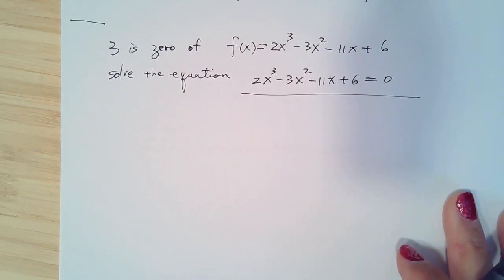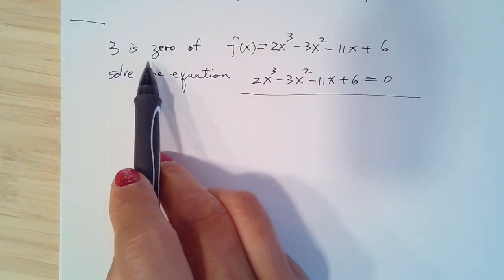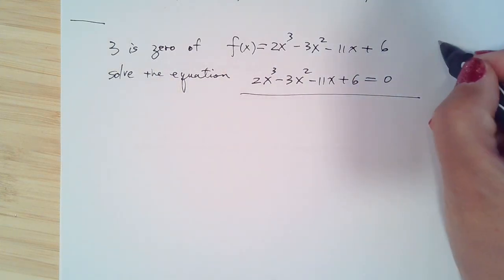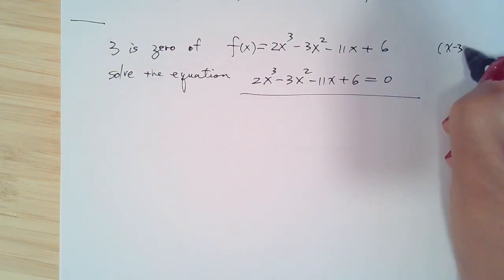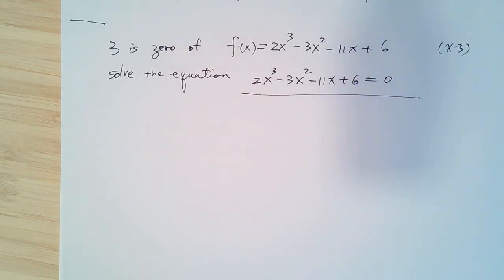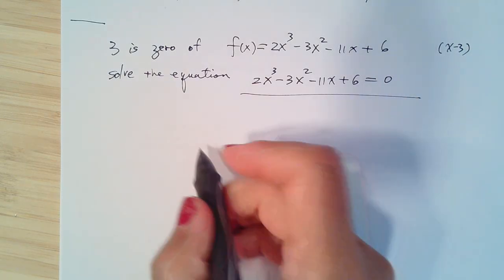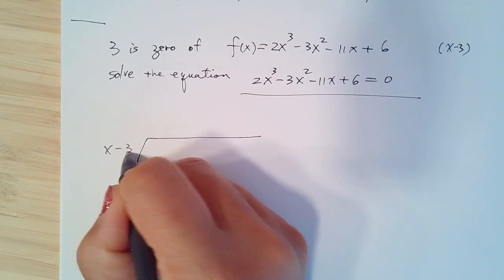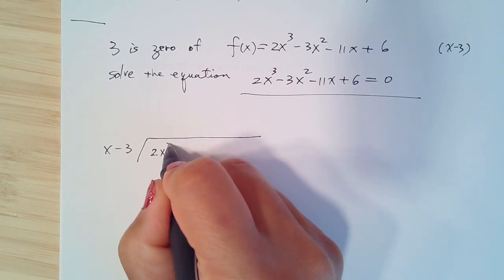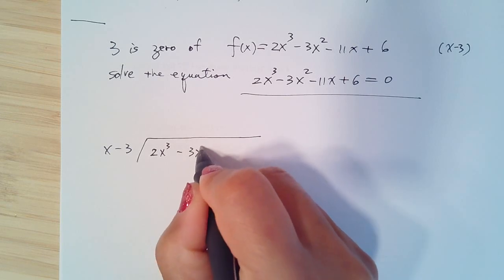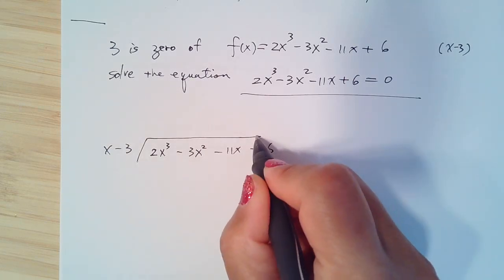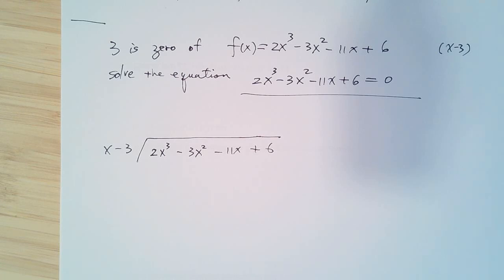All right, now we're going to do this. Because 3 is a 0, that means this f of x has a factor of x minus 3. Isn't it? That's by this factor theorem. So let's try. I'm going to divide 2x cubed minus 3x squared minus 11x plus 6 by x minus 3. Long division, you have to know this.